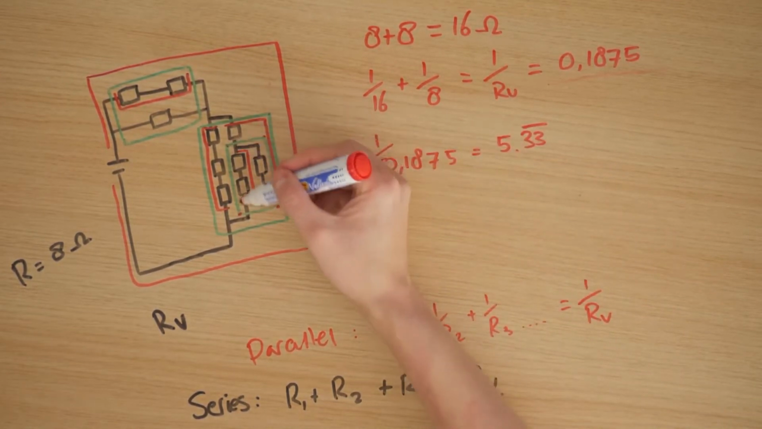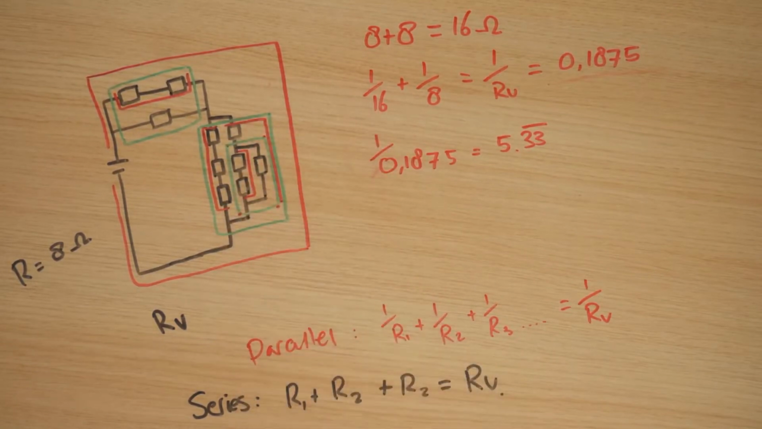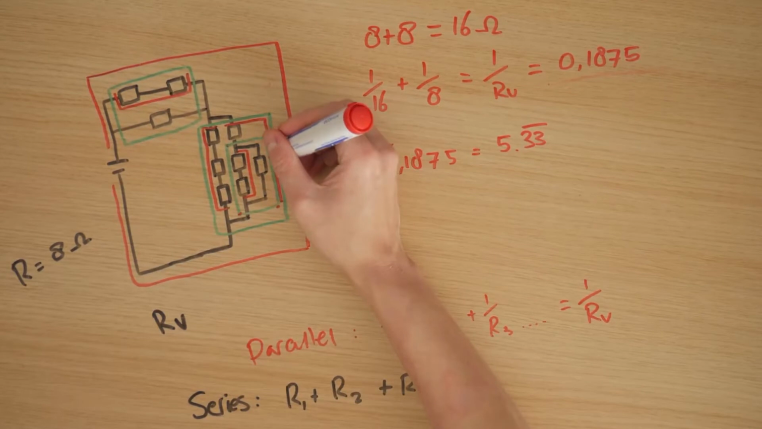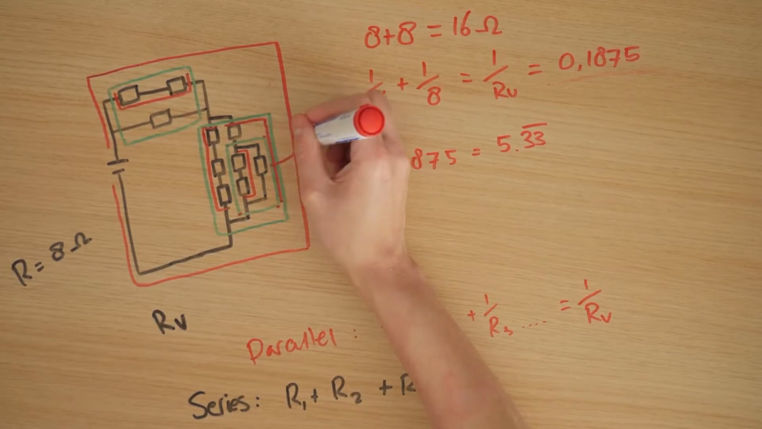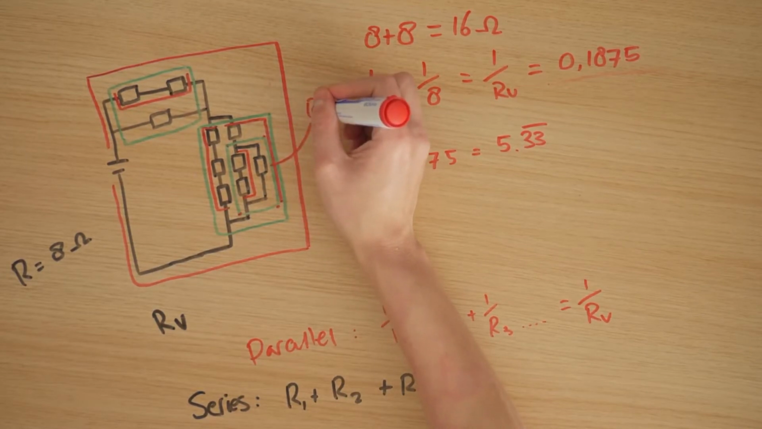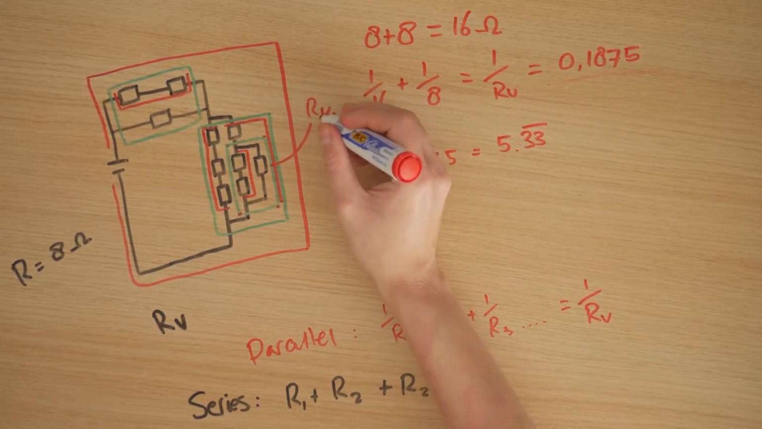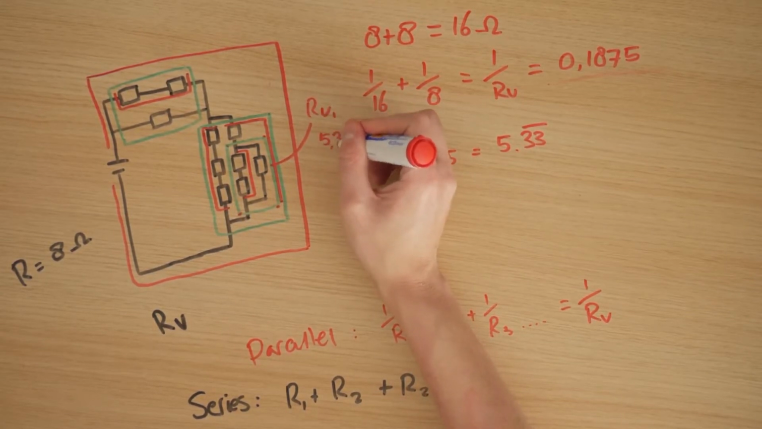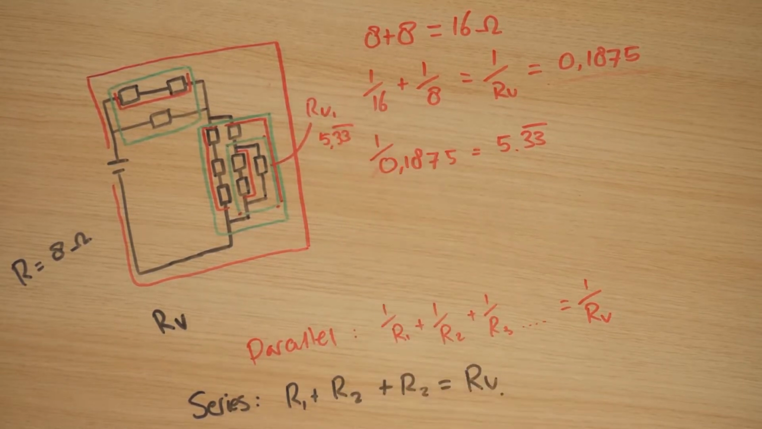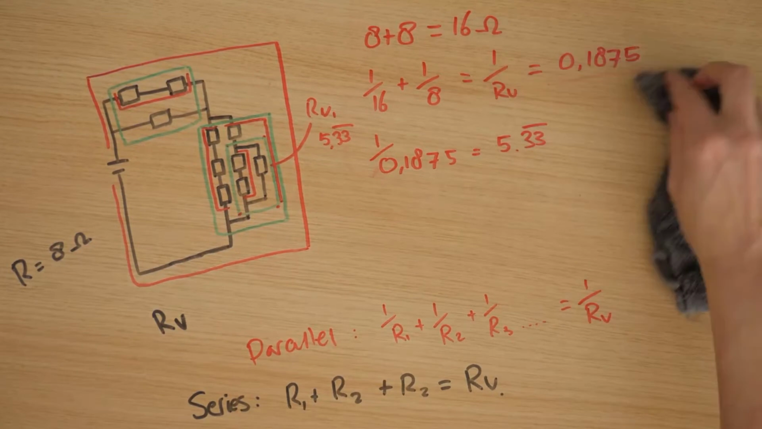This group is in parallel with this other group. But first, let's just say that this little group here is our RV1, which is 5.33 repeating, because then we can make a little bit more space for the rest.